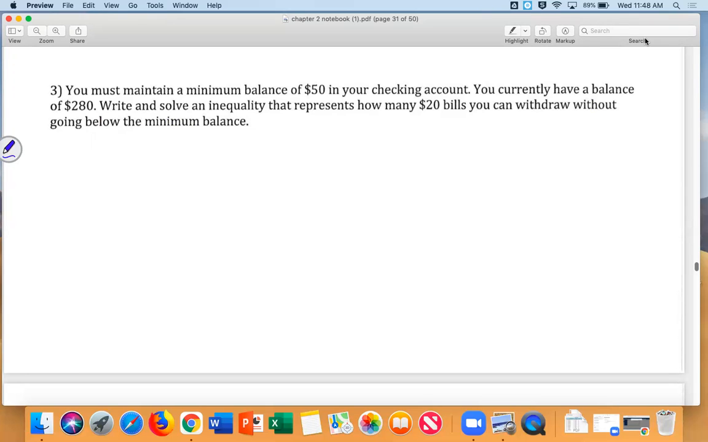But what they do, which is really annoying, is they charge you for not maintaining that balance. So they take money out. The purpose is to not go to 0. Banks got to make money somehow.